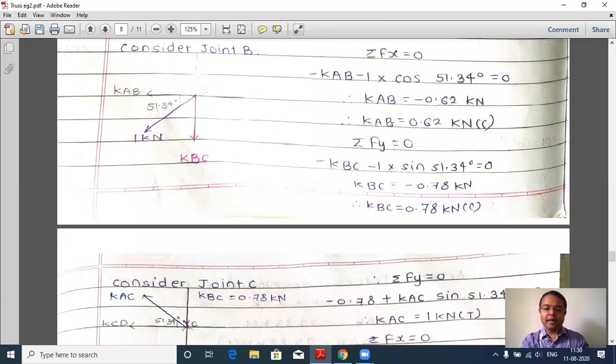So the final answer of KAB comes out to be plus 0.62 kilonewton compression. Remember, the opposite of negative is plus. This was assumed tensile, so the opposite of tensile is compression. So this is the final answer: KAB is compression. Now apply summation Fy equal to 0, and we get KBC again as compression.